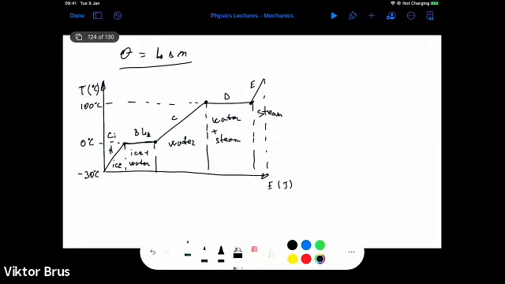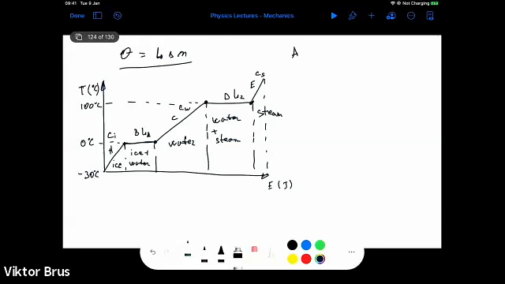Then for segment C, we will get the heat capacitance of water, C omega. Here we have latent heat 2, which is conversion of water to steam, and the heat capacitance of steam.